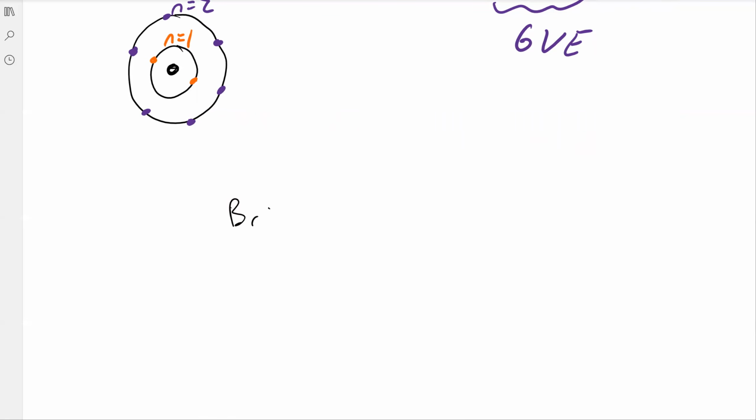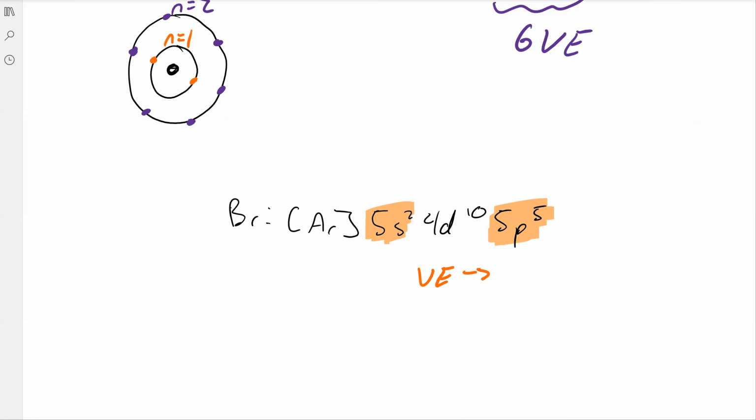If you were to take a look at the electron configuration for bromine, you would find that it's argon, 4s2, 3d10, 4p5. And then if we think about how many valence electrons it has, remember it's only the highest n. So only the 4s and the 4p count. The 3d doesn't count because that 3 is less than 4. So if we're thinking about how many valence electrons here, we have 7 valence electrons.